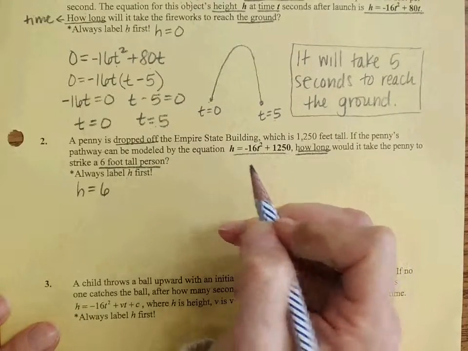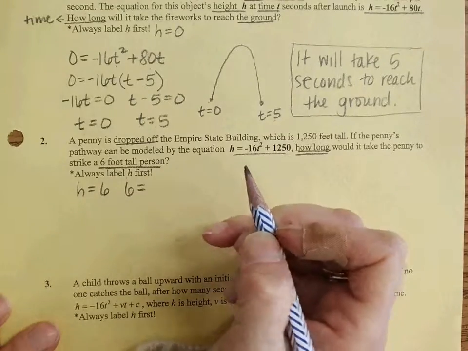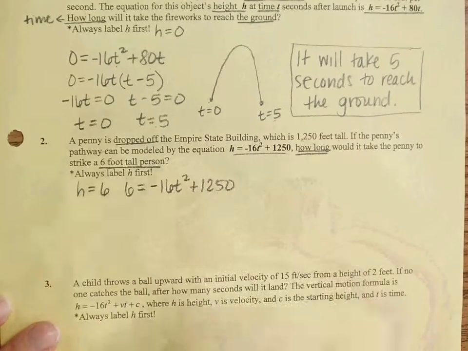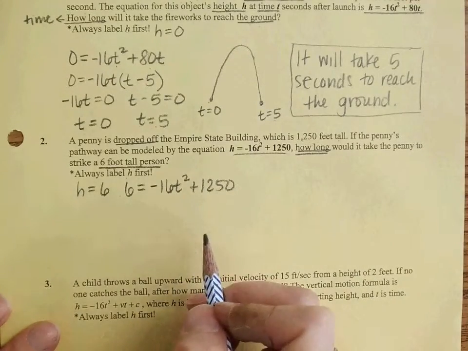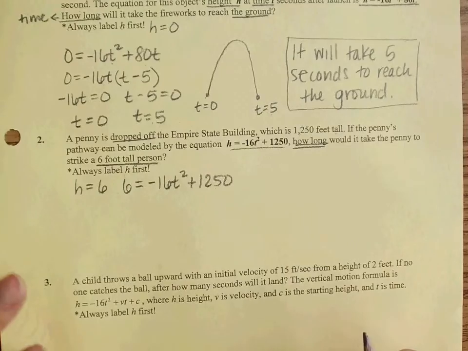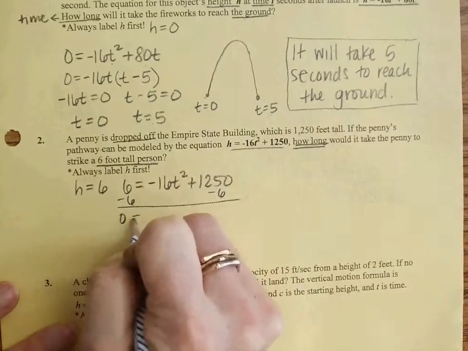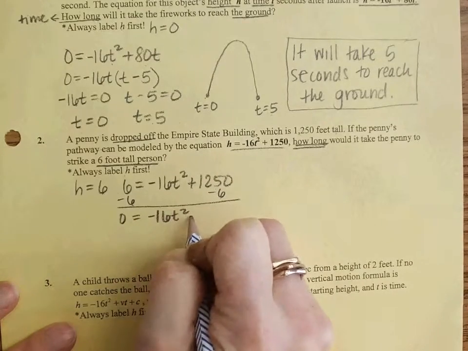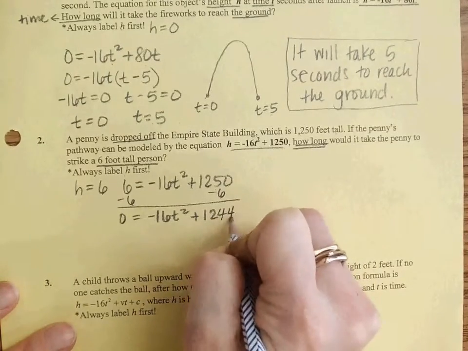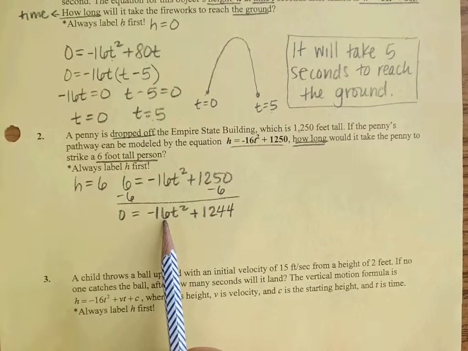So I'm going to set up my equation, this time with h equaling 6, and not 0. It's going to be 6 equals negative 16t squared plus 1,250. Okay, we're going to set it equal to 0 though, because that is how we factor to solve. So I'm going to subtract 6 from both sides. I have 0 equals negative 16t squared plus 1,244.